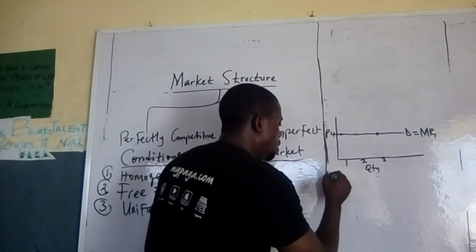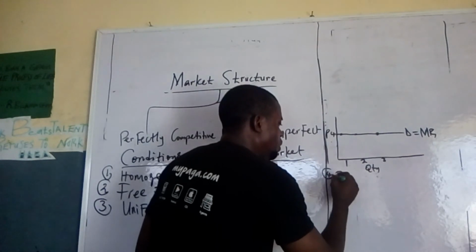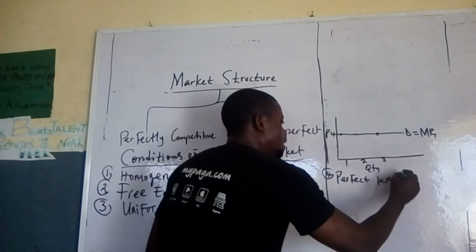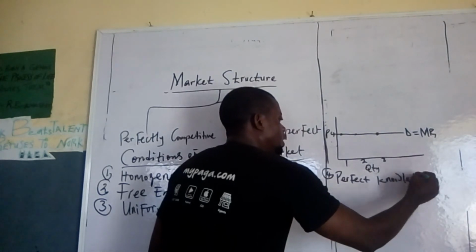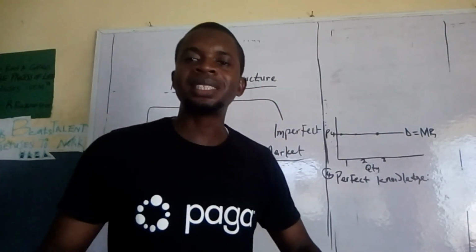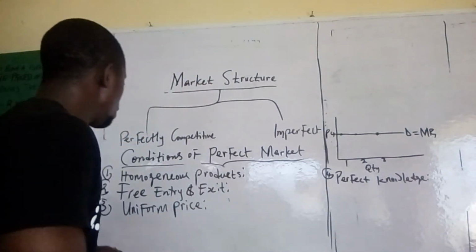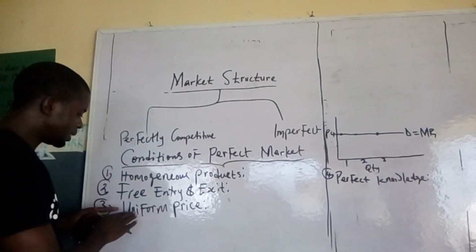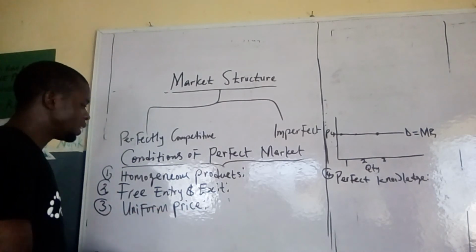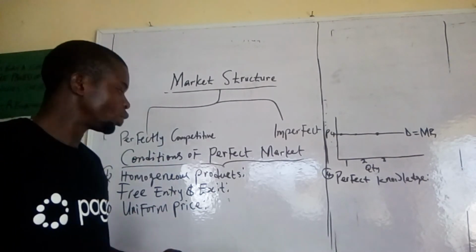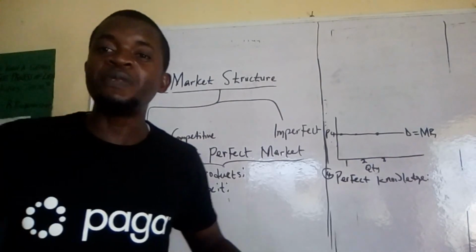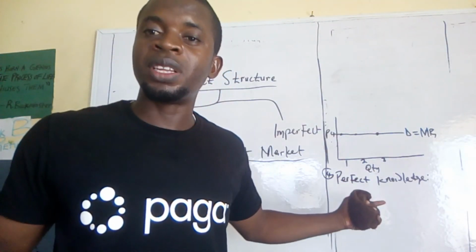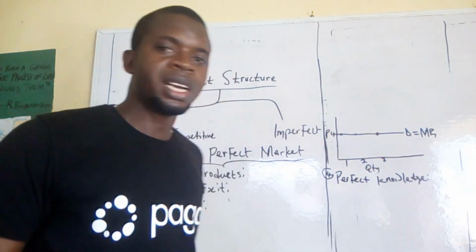Another thing you should know, that is number four. In this market, there is perfect knowledge. This simply means that the buyers are aware of the fact that homogeneous products are sold in the market, and also in the market there is a uniform price, and there is also free entry. In fact, buyers know everything about the market. That is, they have perfect knowledge of what is happening in the market.